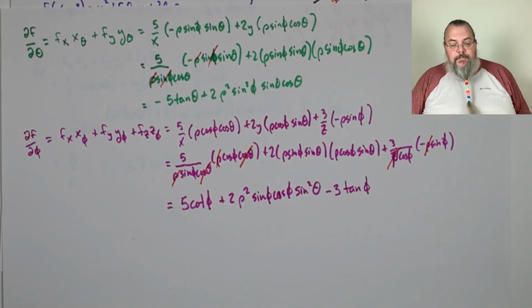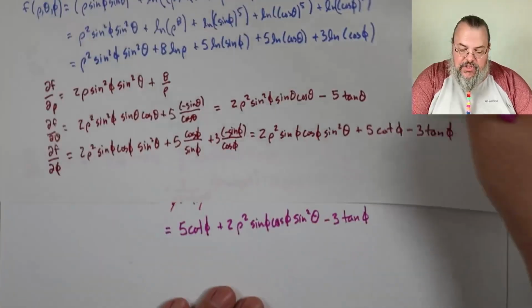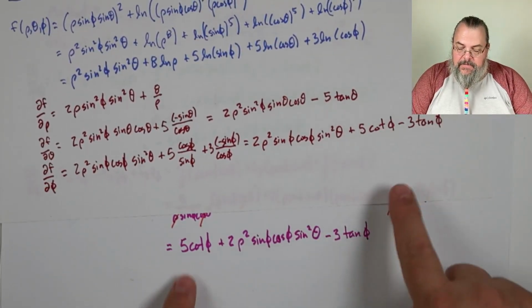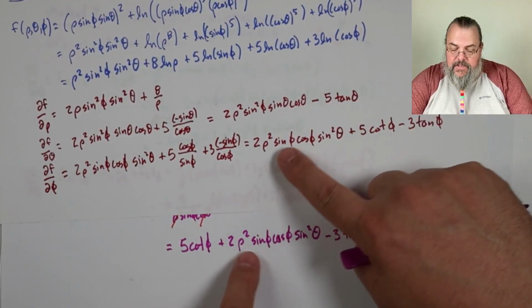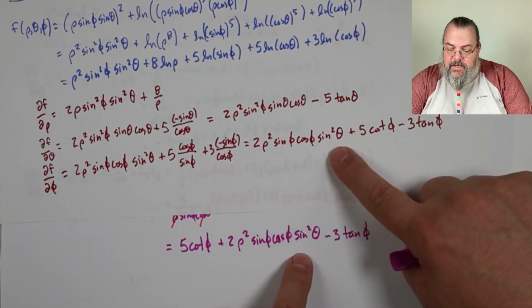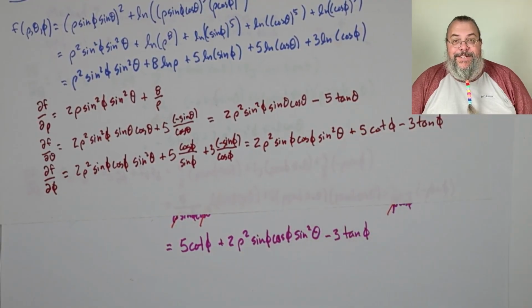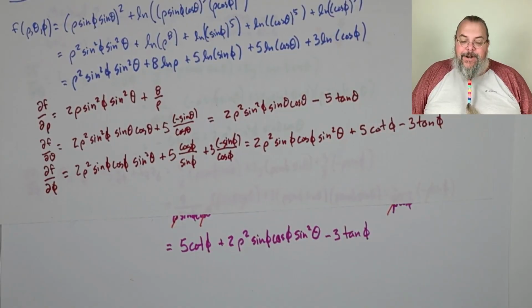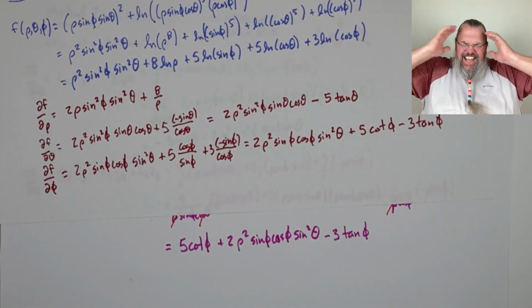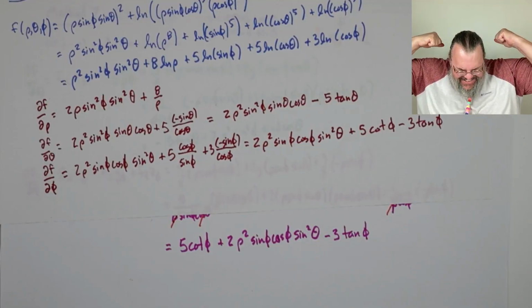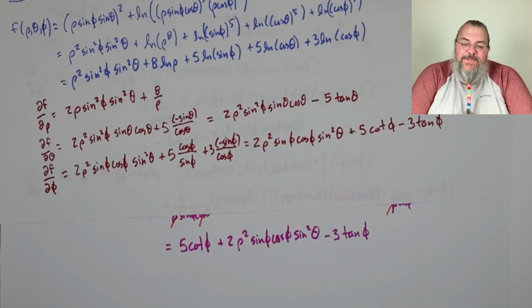Okay, so pulling it up. Let's check. Did we get it? 5 cotangent phi, good. 2 rho squared sine phi, cosine phi, sine squared theta, and a minus 3 tangent phi. Okay. Whew. That's a lot of work. Oh, but I chose one that was a little bit harder.